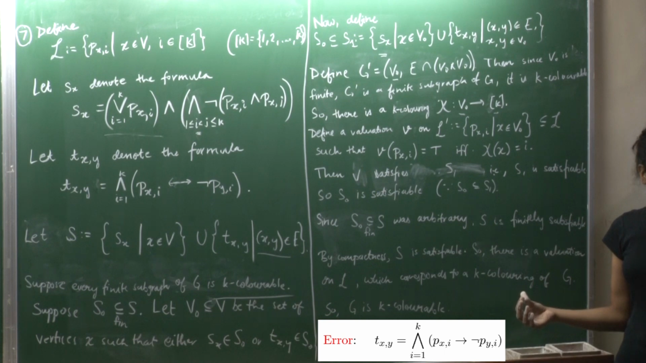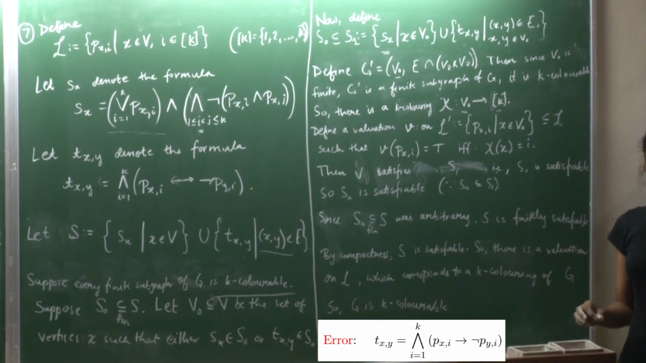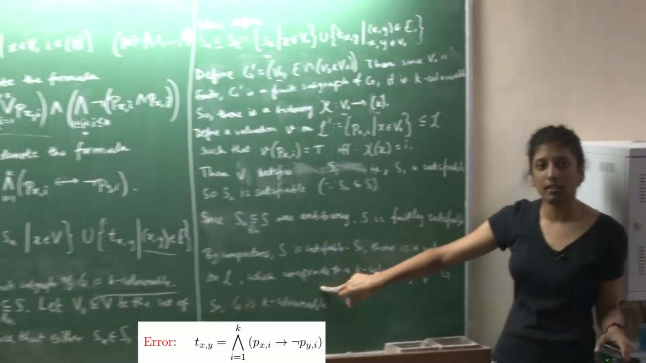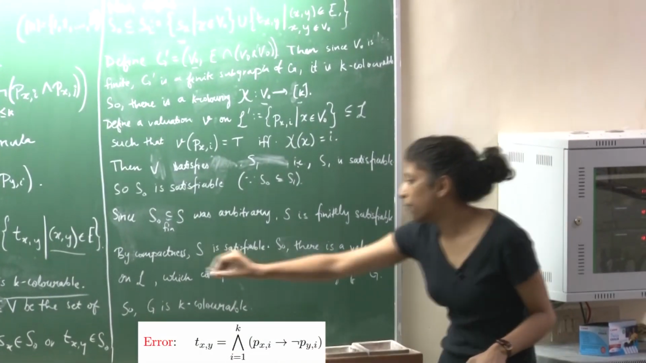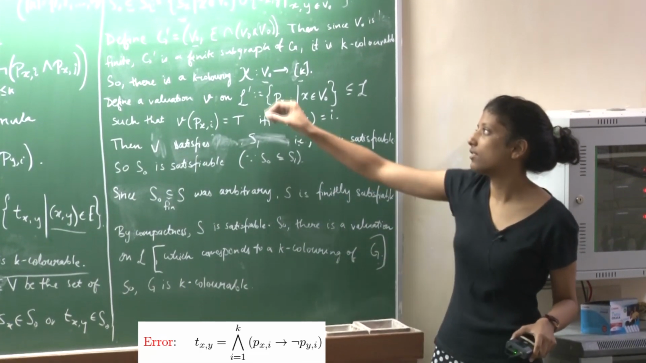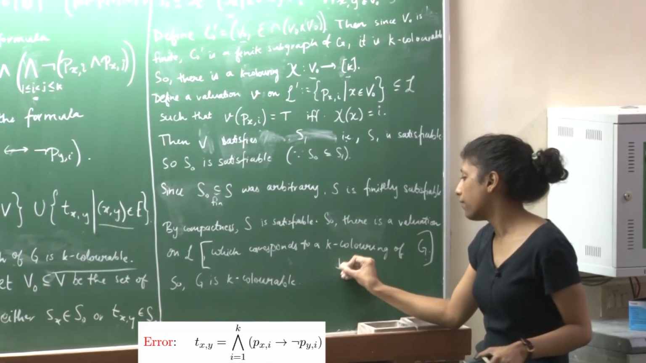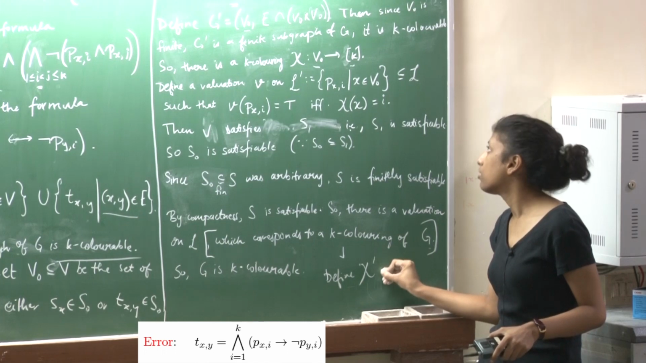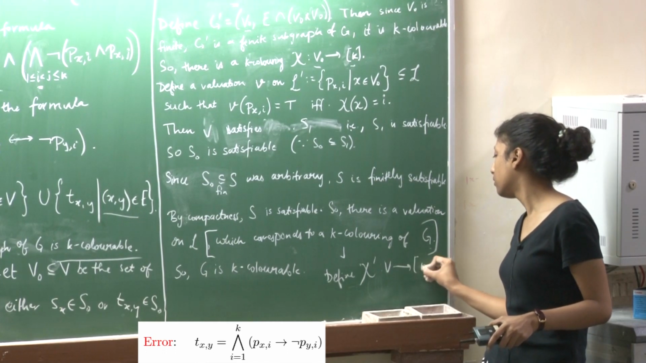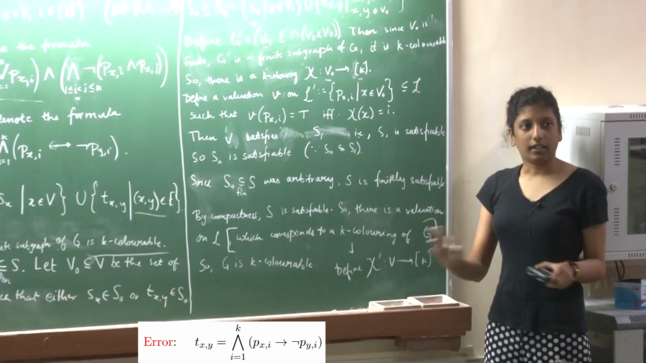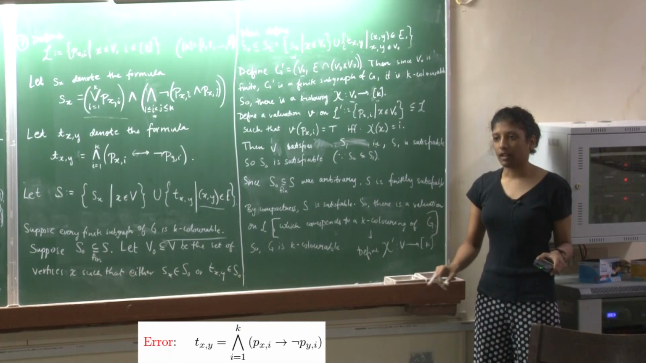Any questions? Any confusions? This is not the end, because you still have to say that your graph G is K colorable, but I have left that to you. Why does this valuation correspond to a K coloring of G? You still have to define this K coloring. You need to define chi dash from V to K, which is a valid coloring. And therefore, you can conclude that your graph G is K colorable.